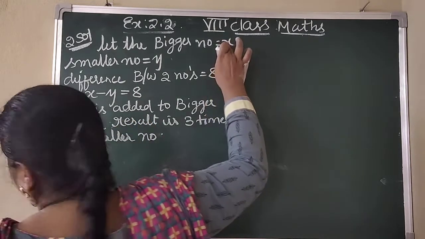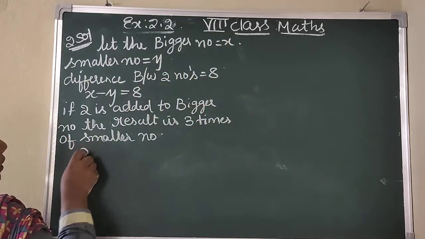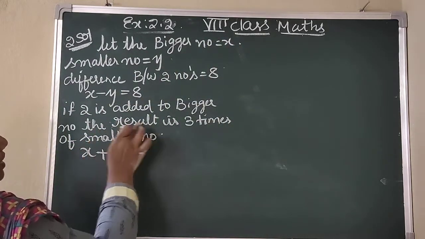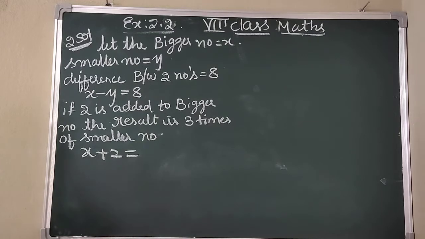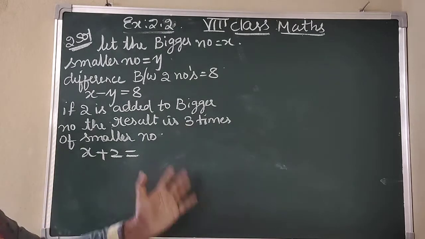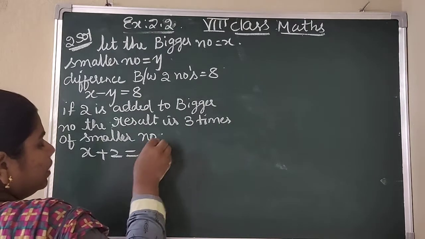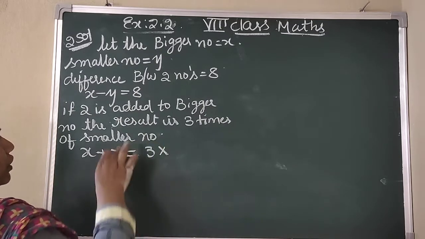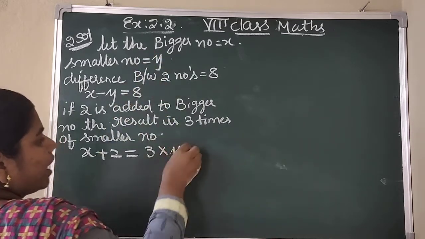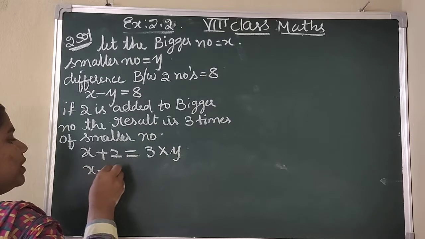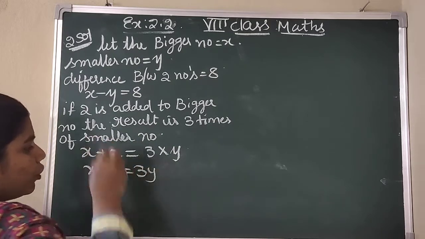So to this bigger number, we have to add 2. That is x plus 2. The result is equal to 3 times the smaller number. 3 times is nothing but multiplication. The smaller number is what? y. So what we got: x plus 2 is equal to 3y.